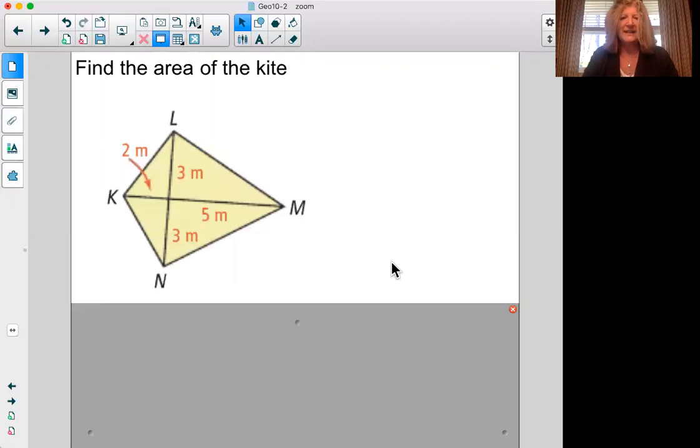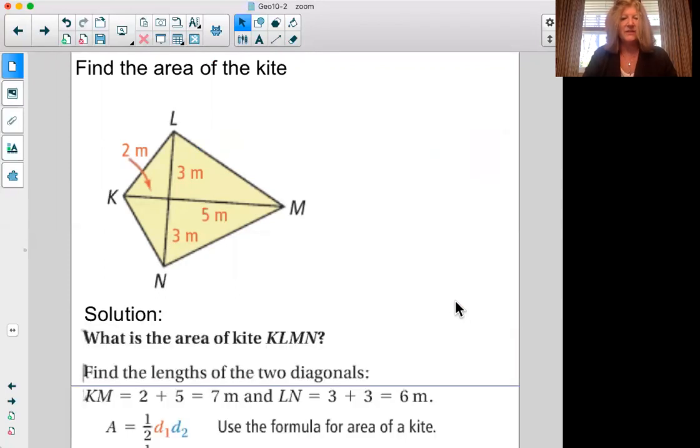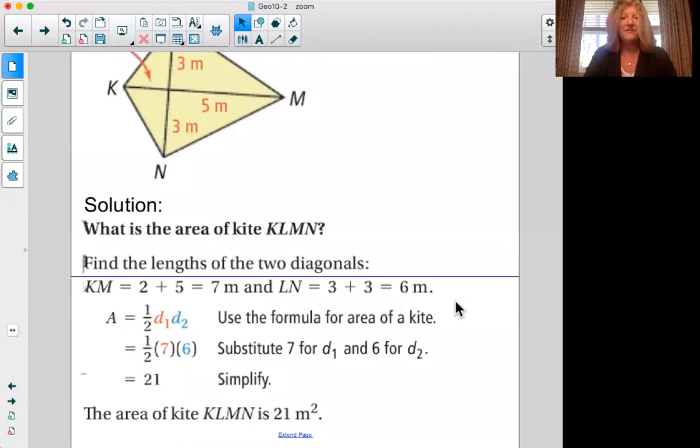So let's start with the kite. With a kite, we see that this diagonal is 5 plus 2 is 7. This diagonal is 3 plus 3 is 6. And so we can plug it into the formula. Half diagonal 1 times diagonal 2, and we've got our area.